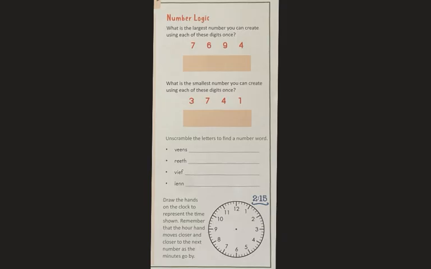Okay, draw the hands on the clock to represent the time shown. Remember that the hour hand moves closer and closer to the next number as the minutes go by. Also remember that the word hour is a shorter word and it's the shorter hand. Minute is a longer word and it's the longer hand. So your minute hand is going to be longer than your hour hand.